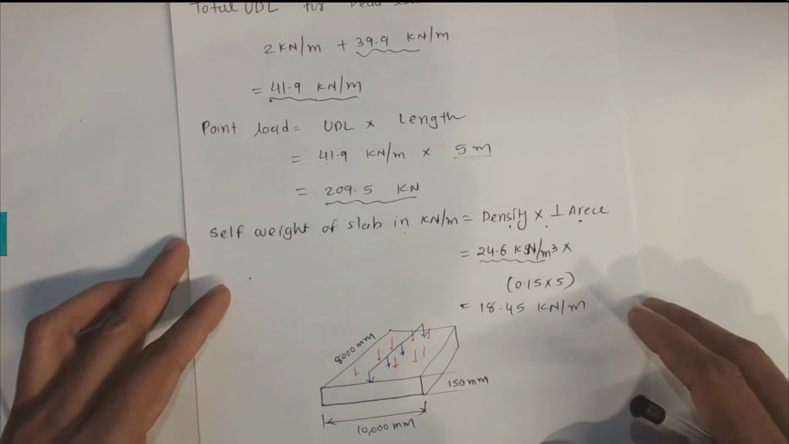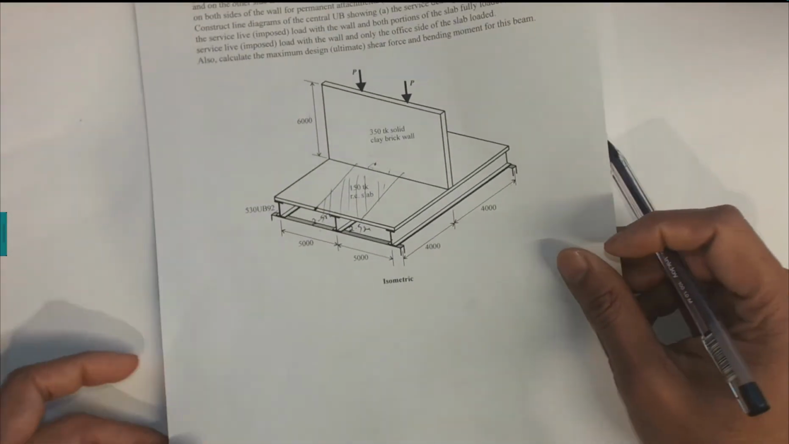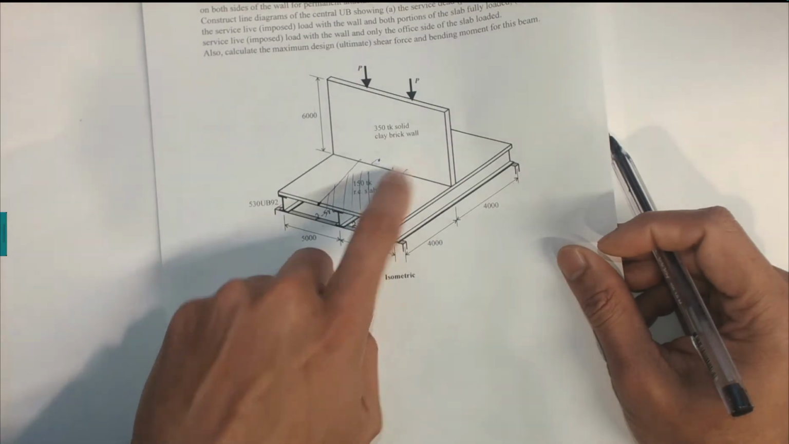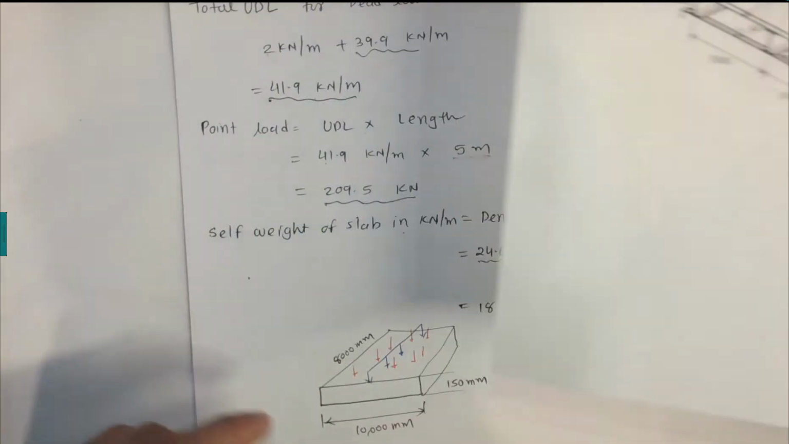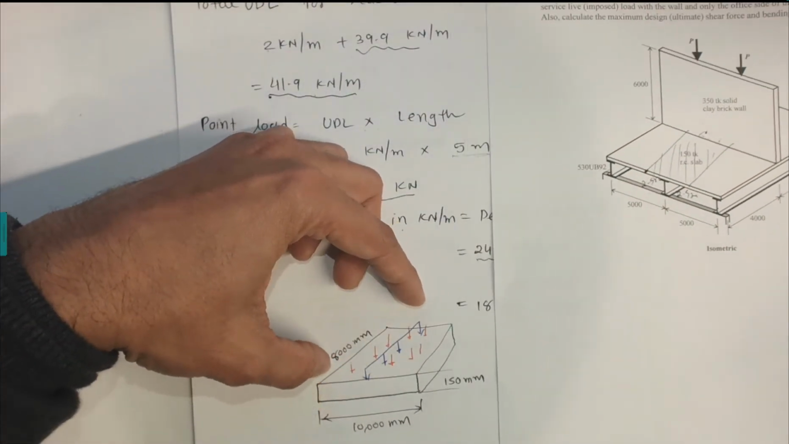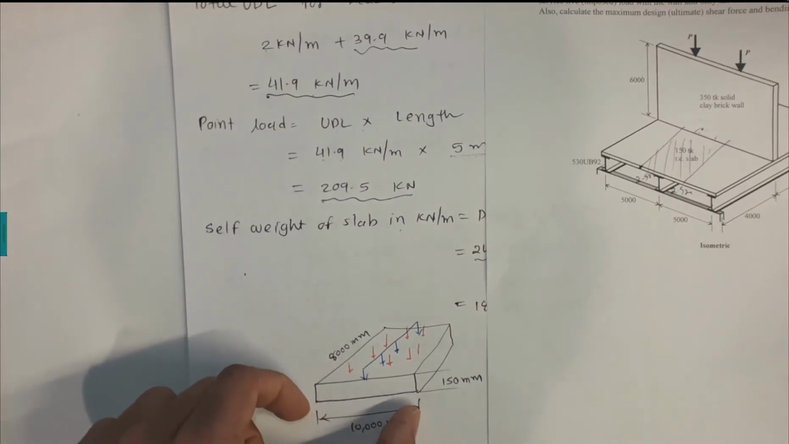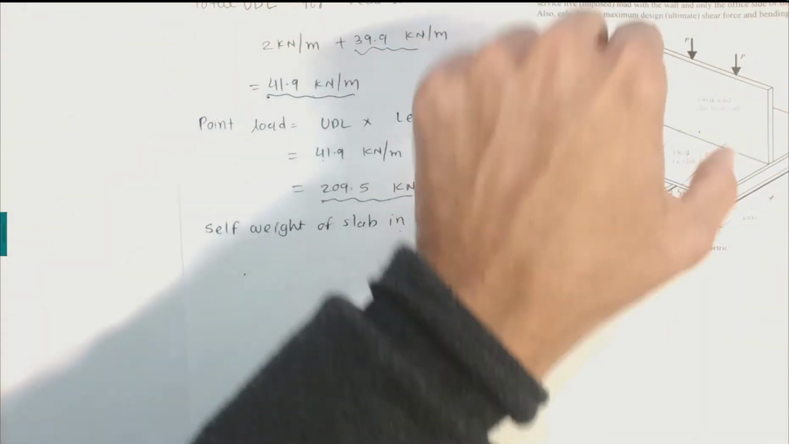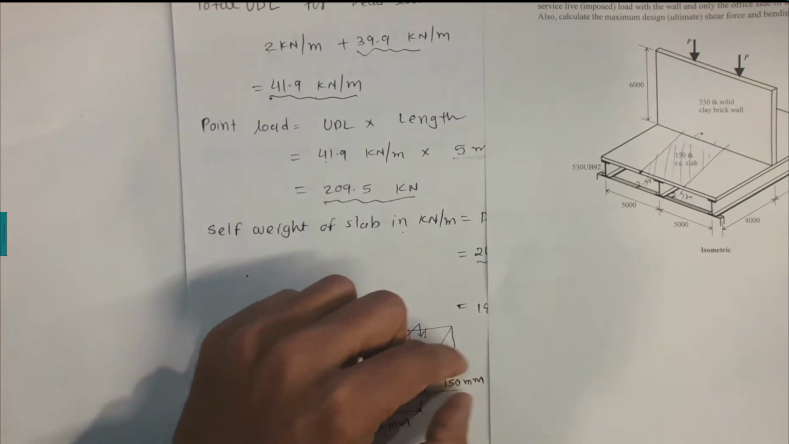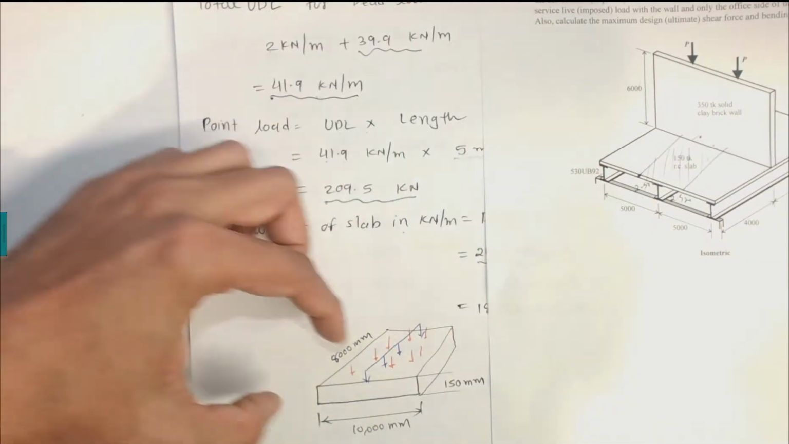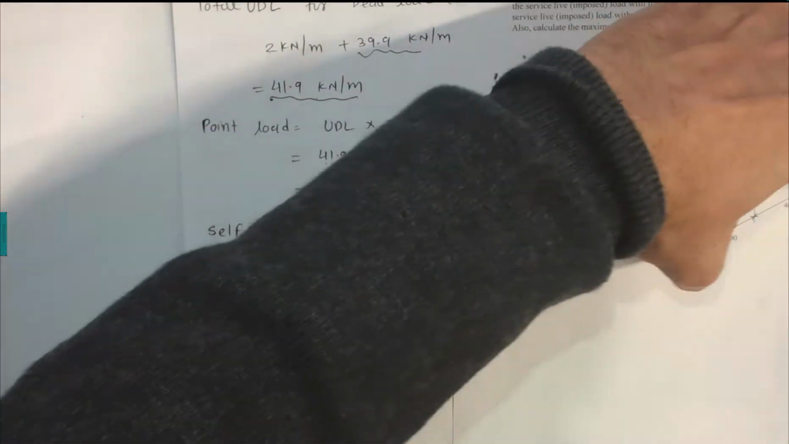Now we need to understand what the perpendicular area is. Along this length, for example, this slab I draw here is 10,000 millimeters, and we have a thickness of 150, and the length along this one is 8,000, right?